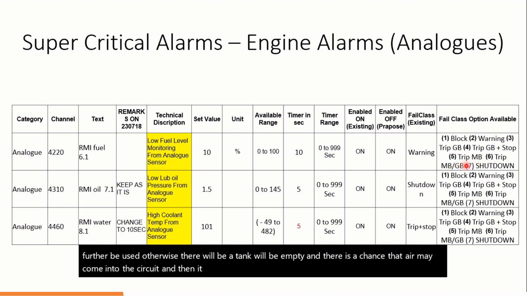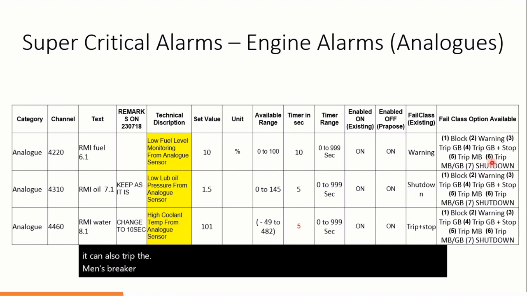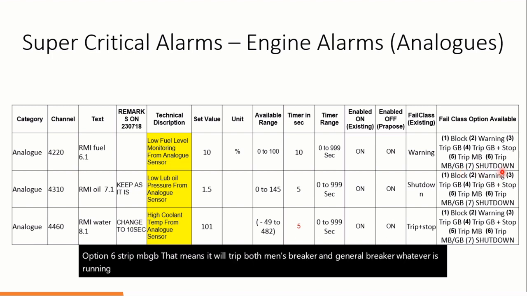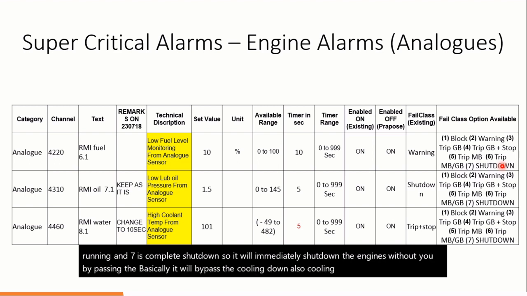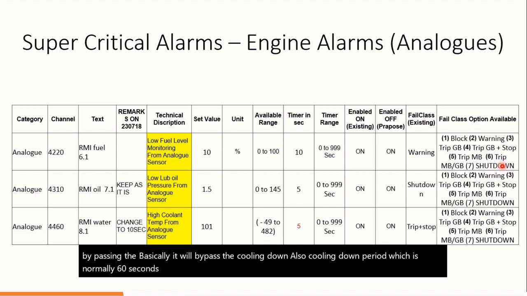Now 5 is trip MB, so it can also trip the mains breaker. Option 6 is trip MB GB. That means it will trip both mains breaker and generator breaker, whatever is running. And 7 is complete shutdown. So it will immediately shut down the engine, and it will bypass the cooling down period, which is normally 60 seconds to 300 seconds depending on the setting parameter. That also will be bypassed if we select option 7.